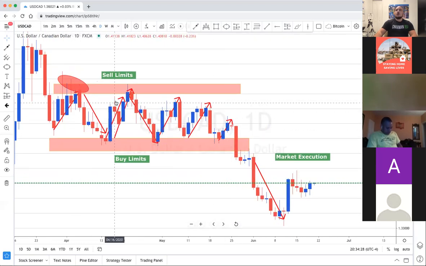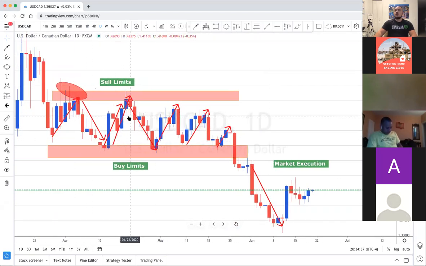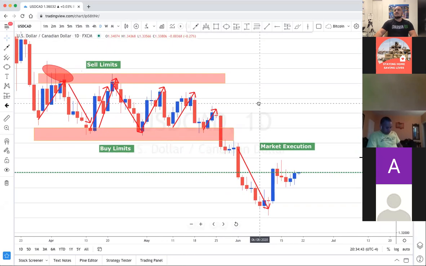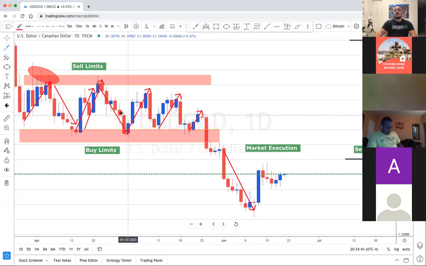Price was in a zone. This price was in a zone since April. Look at this. Since before April, all the way to June, price was in this zone. All these candles are a daily zone. The United States dollar versus the Canadian dollar was in this zone. What happens next, my friends, is a breakout. Price breaks through the zone in a big push.